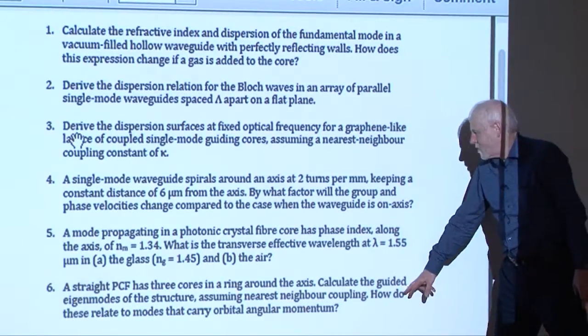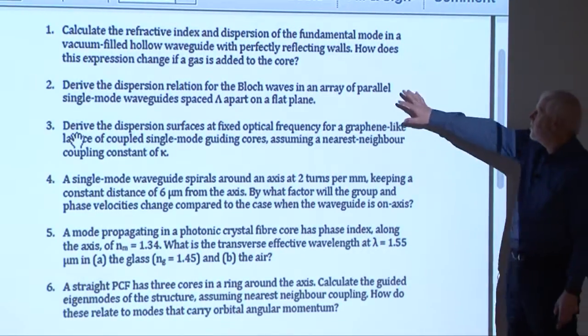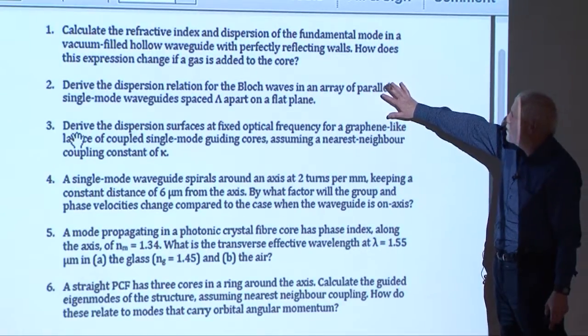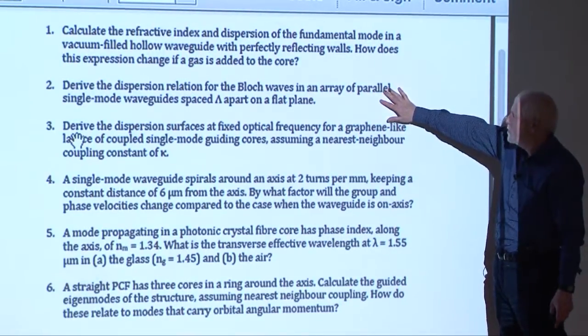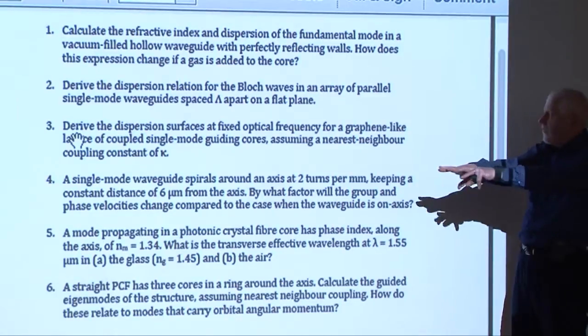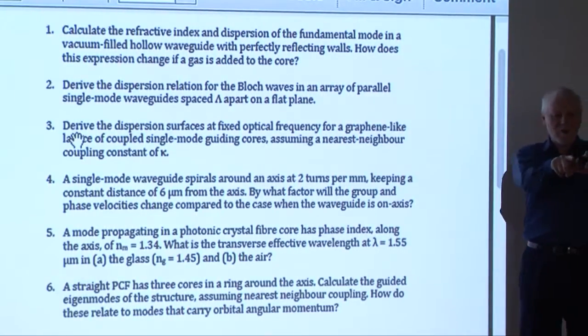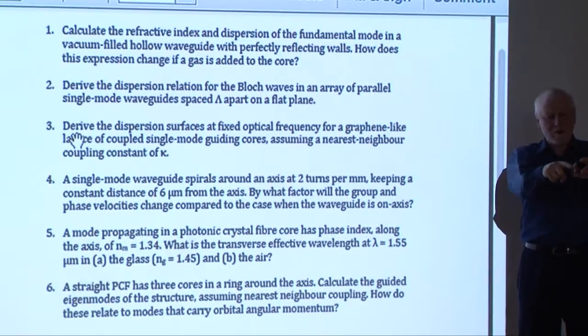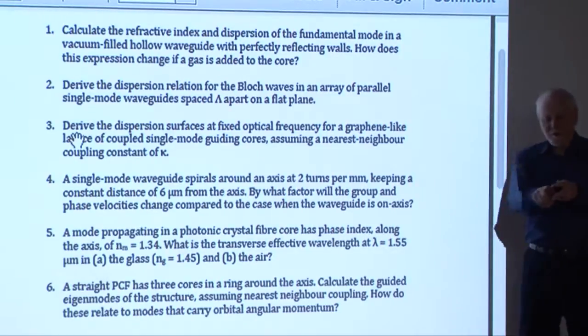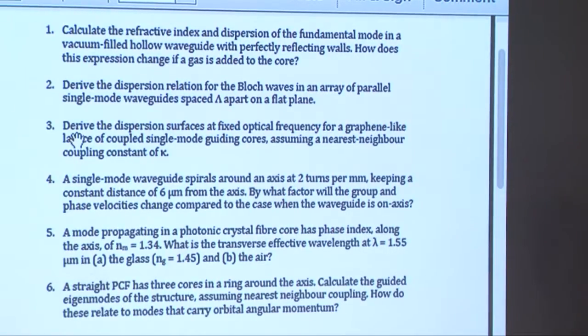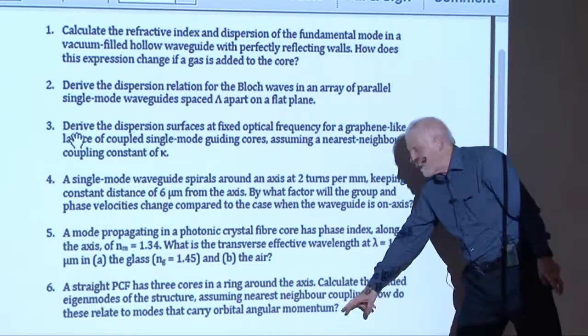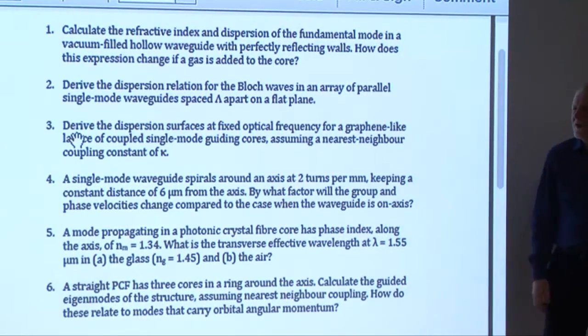And this is also interesting, using a very simple analysis, very similar to this one. So in this case, it's an array of waveguides on a plane. In this case, it's just three waveguides in a ring that are coupled to each other with a coupling constant, and it's asking you to work out the eigenmodes of that three-waveguide system, and then relate these eigenmodes to modes that carry orbital angular momentum. So it sort of links into twisted stuff.